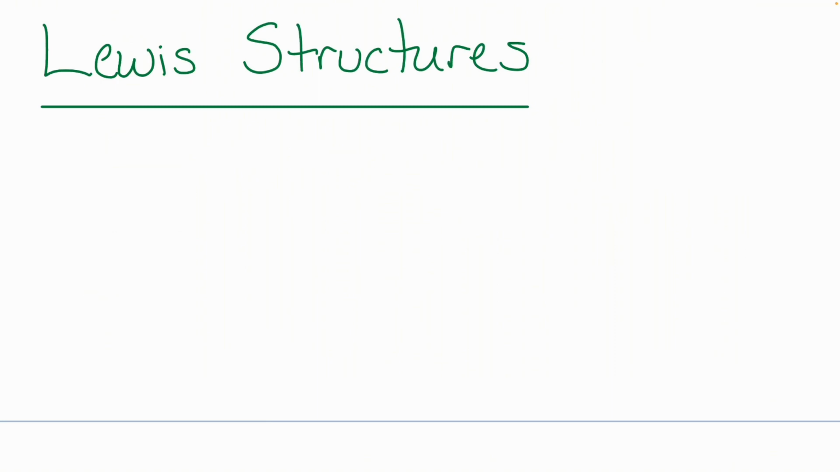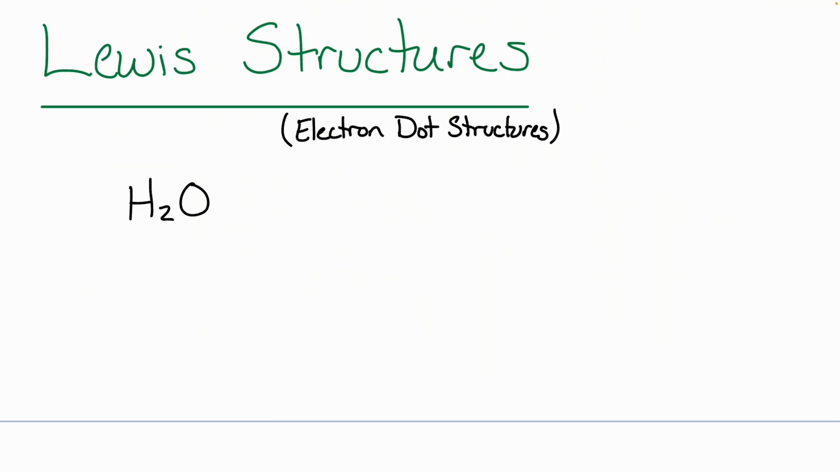Okay, you will also sometimes hear these referred to as electron dot structures. They're pretty synonymous. I call them Lewis structures. So if we have a chemical formula, for example, H2O, we talked about how to identify that this was a covalent compound, because this is a compound of all nonmetals. But we don't really know what this structure looks like.